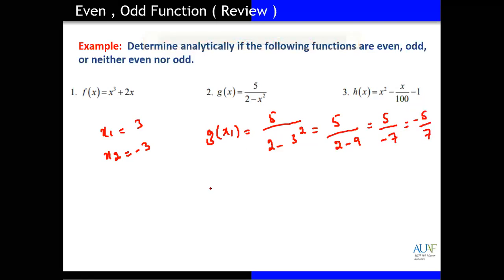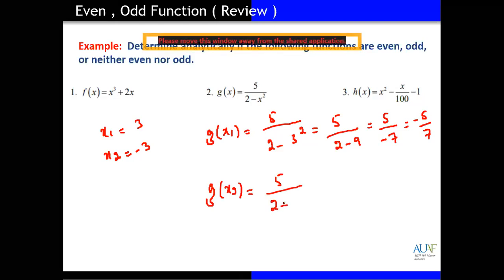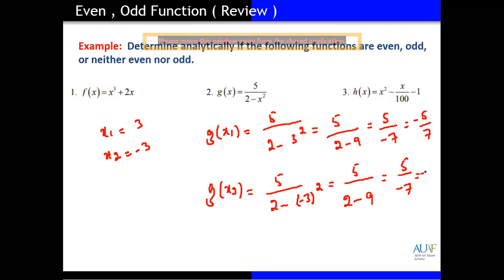G of x1. Same for x2 value, g of x2 is equal to 5 divided by 2 minus, we have minus 3, so minus 3 whole square, equal to 5 divided by 2 minus 9, this one equal to 5 divided by minus 7 equal to minus 5 divided by 7. Both are the same, both are minus 5 divided by 7. This means that the second function is an even function.